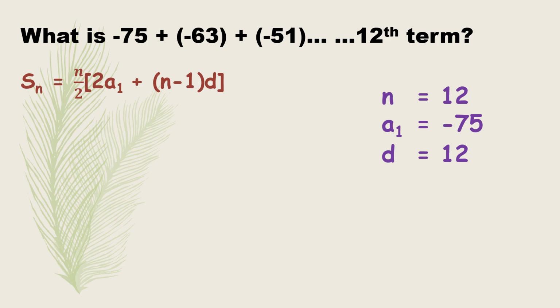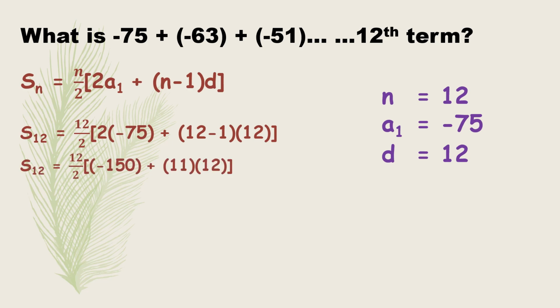So after finding the values of our variables, we can now replace the variables in our formula with the obtained values. Therefore, we will have s sub 12 equals 12 over 2, quantity 2 times negative 75 plus 12 minus 1 times d. So we replace n with 12, we replace a sub 1 with negative 75 and the common difference with 12. So simplifying this further, we will have 12 over 2 times negative 75 is negative 150 plus 12 minus 1 is 11 times 12.